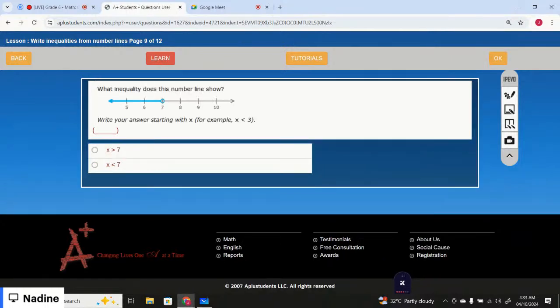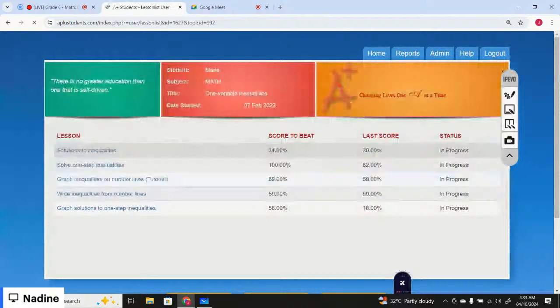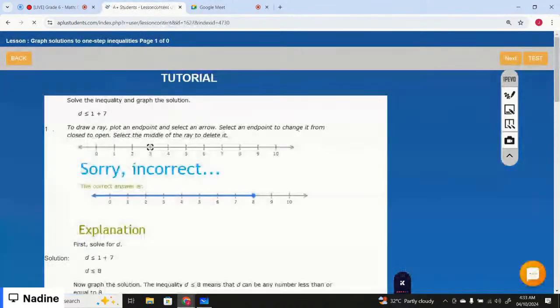Okay, and you can complete the lesson by yourself later today. Let's just move on to the next lesson. The next lesson is graph solutions to one-step inequalities.